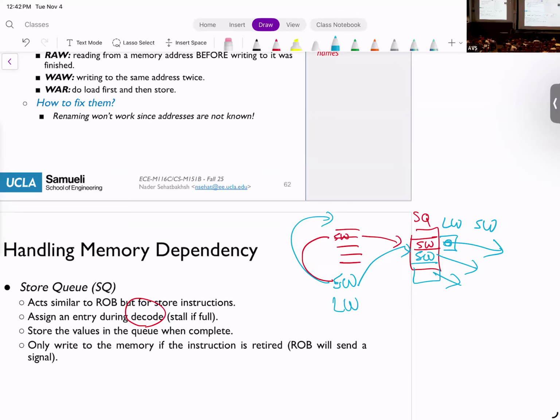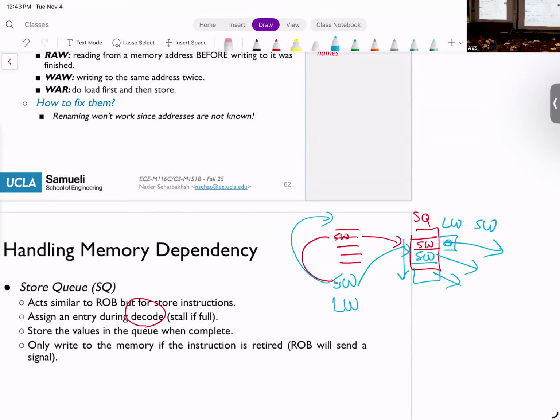Which means that I make sure that all of my stores are actually serialized, right? So what I would do is store the temporary values into this store queue, okay? And this store queue makes sure that I only write to the memory when the instruction is retired. In other words, I make sure that things happen in order when we are writing to the memory.